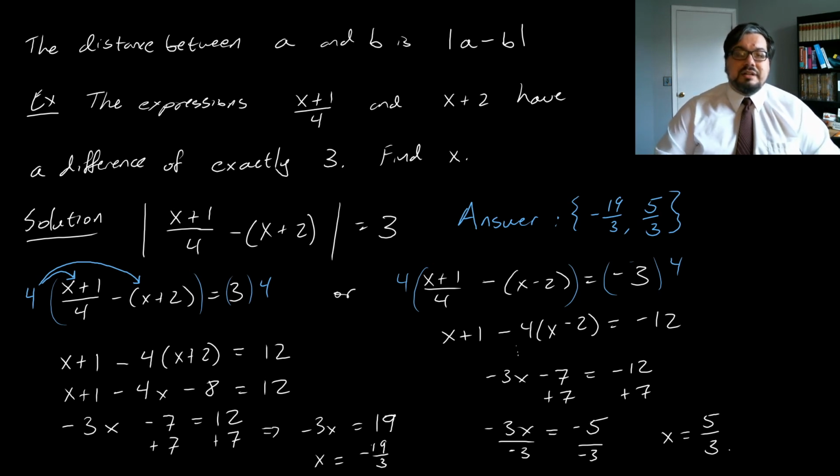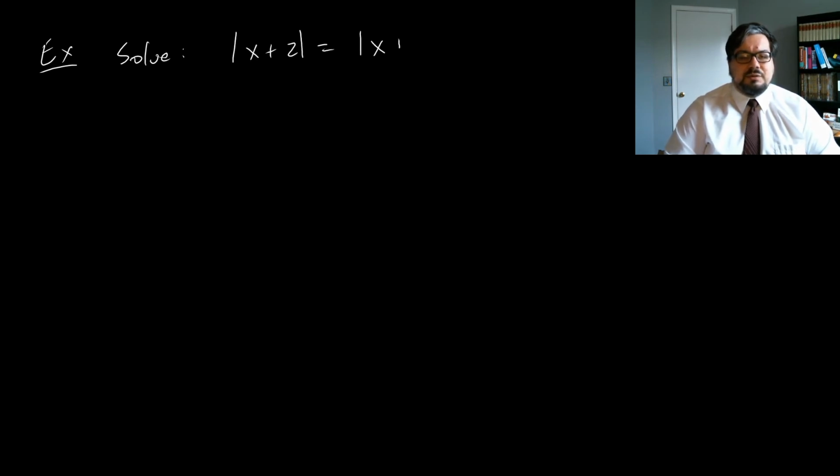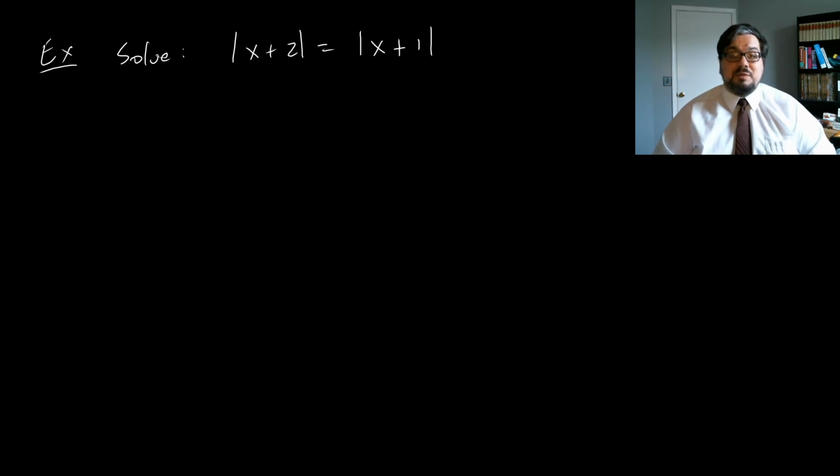Now, occasionally we will run into an equation which involves more than one absolute value expression. So we may want to solve the problem, the absolute value of x plus 2 is equal to the absolute value of x plus 1, something like this. Now, there are a couple of ways that we can look at it. Let's see what happens if we just try to work out this problem using basically the techniques that we've had before.